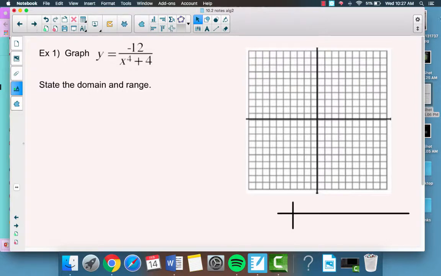So here's our first example. It says graph the equation y equals -12 over x to the fourth plus 4. So not only are we going to graph, but this one also asks you to state the domain and range. Okay, so we're going to practice that today.